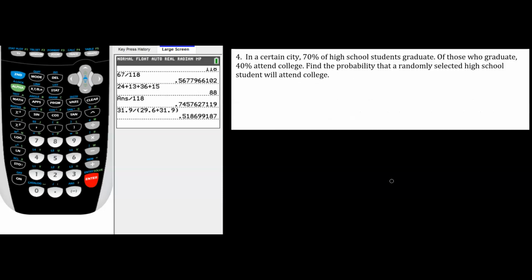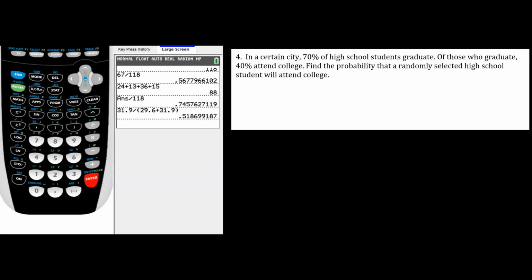In a certain city, 70% of high school students graduate. Of those who graduate, 40% attend college. So that speaks to a conditional probability, right? It's saying that given that a student graduates, there's a 40% chance that they will attend college. So keep that in mind. Let's find the probability that a randomly selected high school student will attend college.